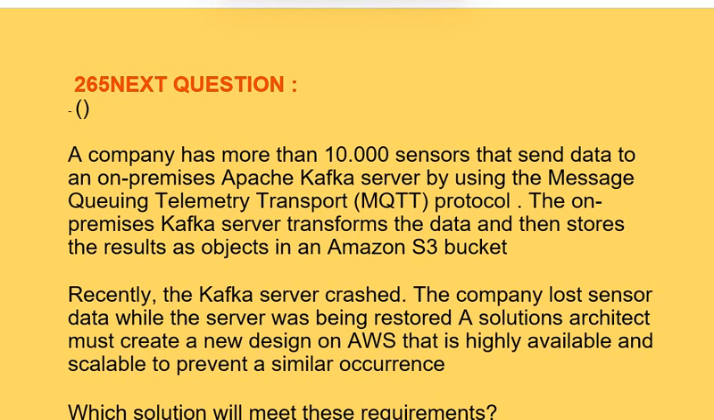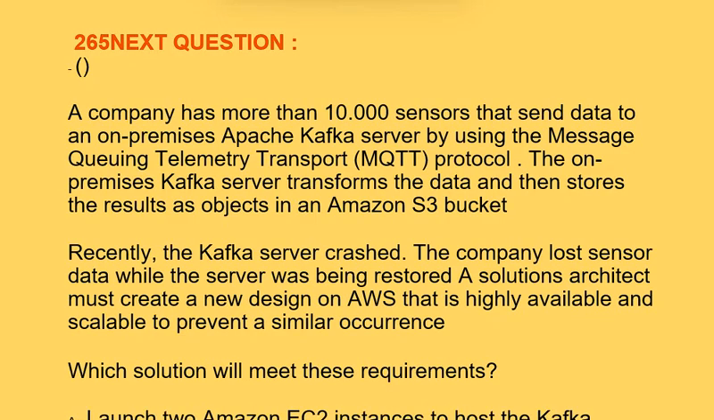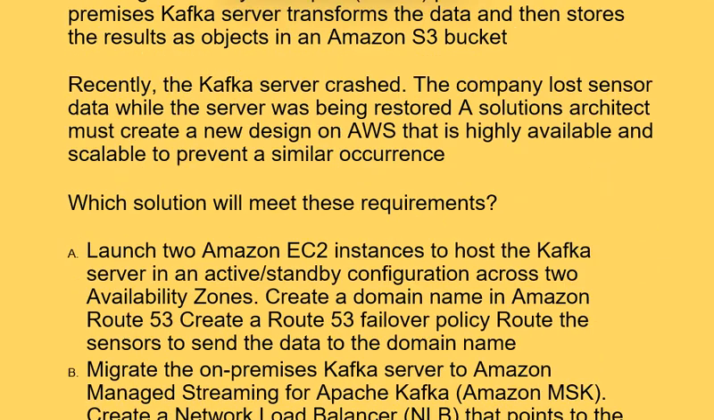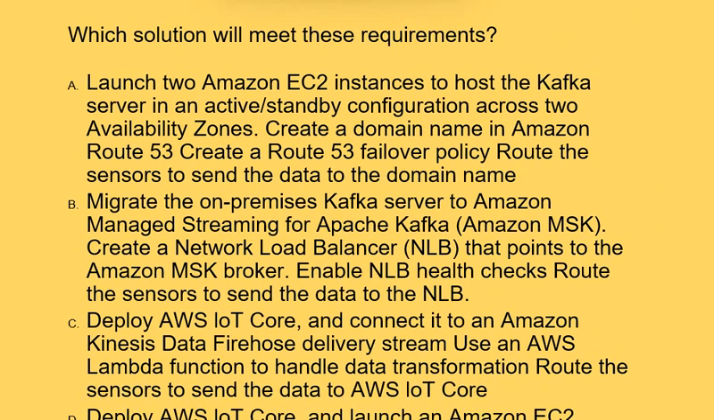A solutions architect must create a new design on AWS that is highly available and scalable to prevent a similar occurrence. Which solution will meet these requirements? Option A, launch two Amazon EC2 instances to host the Kafka server in active and standby configuration across two Availability Zones. Create a domain name in Amazon Route 53. Create a Route 53 failover policy. Route the sensors to send the data to the domain name.